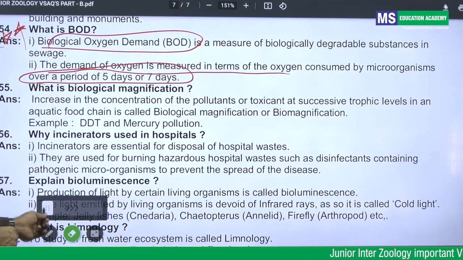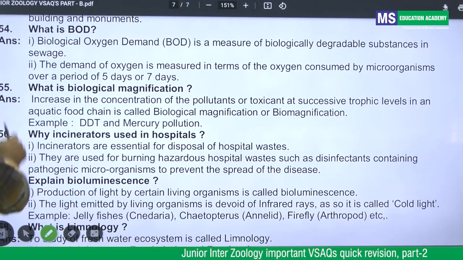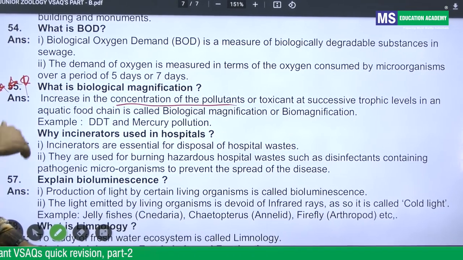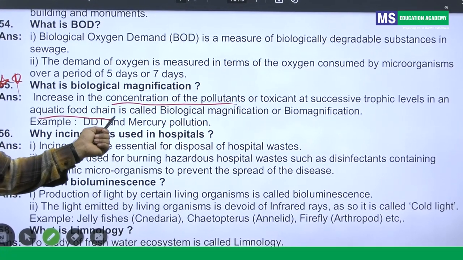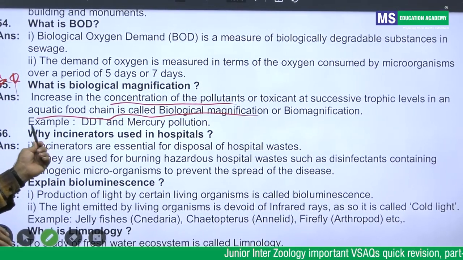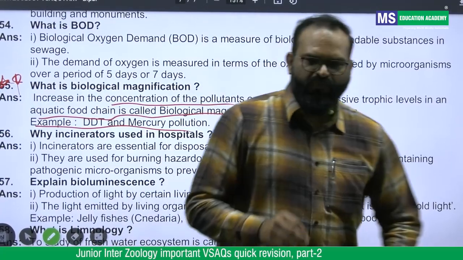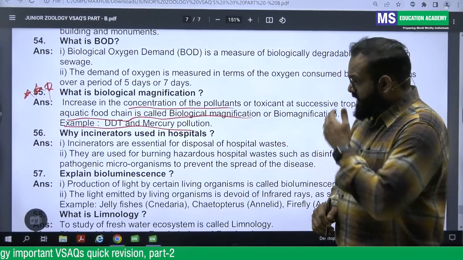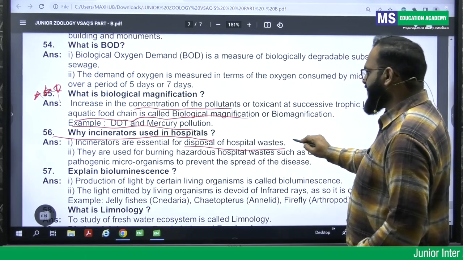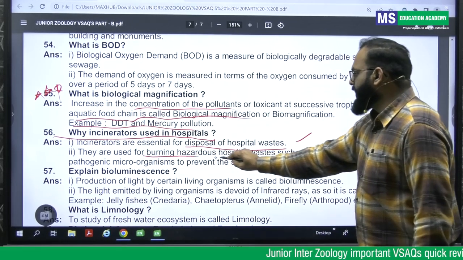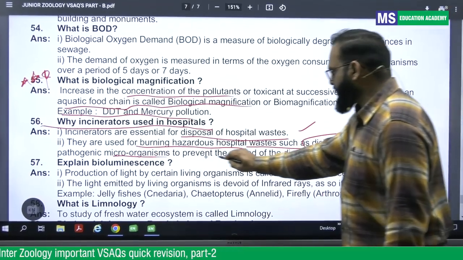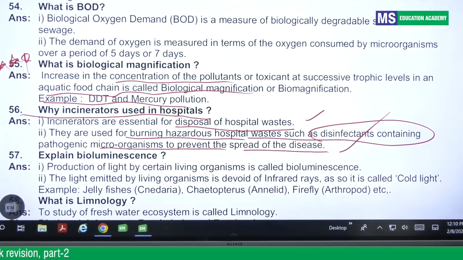Another important question, students: what is biological magnification? Increase in the concentration of pollutants at successive trophic levels, specifically in an aquatic food chain, is called biological magnification or biomagnification. For example, DDT, mercury pollution. Right. Why are incinerators used in hospitals to dispose of hospital wastes? Because they are used for burning the hazardous hospital waste, such as disinfectants containing pathogenic microorganisms, to prevent the spread of diseases.